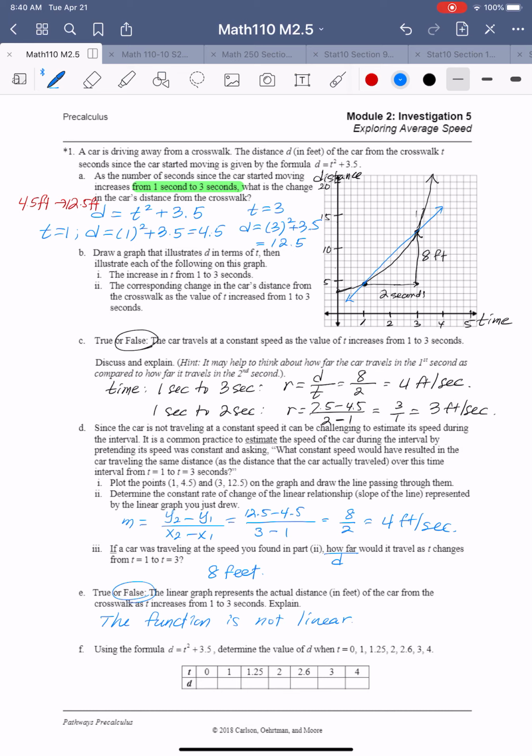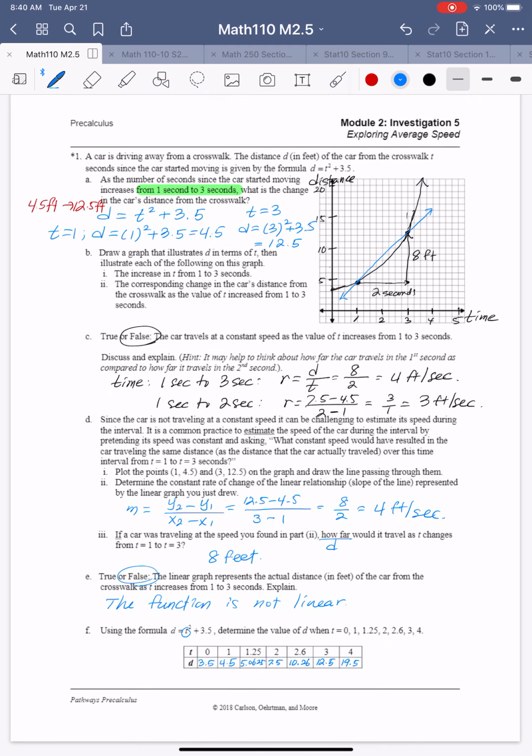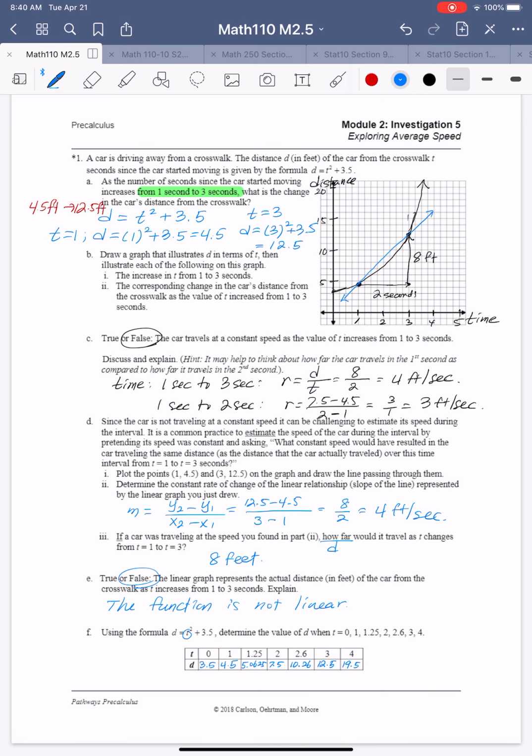All right, in F, using the formula d equals t squared plus 3.5 and t equal to 0, 1, 2, so the time changes. Okay, so let's find the distance from here. At 0 seconds, of course, it was 3.5. At 1 second, 4.5. Plug the number into t squared. Then 1.25 seconds, 5.0625. 2 seconds, 7.5. 2.6, 10.26, and then 12.5, and then it comes out as 19.5, okay? All right, so that's all for number one.